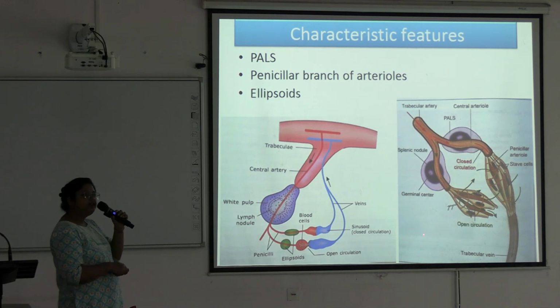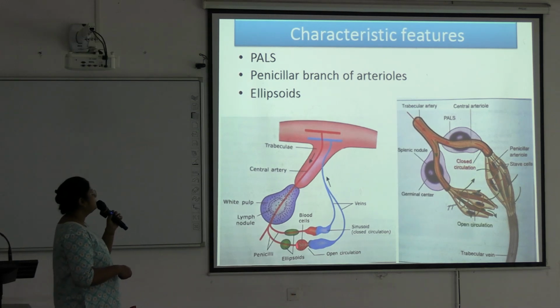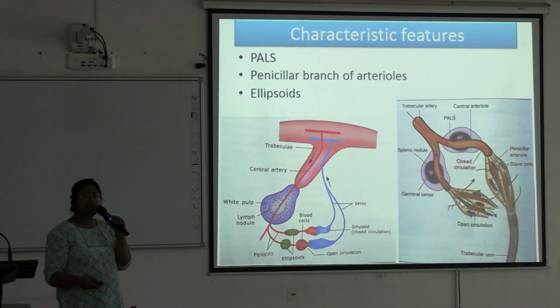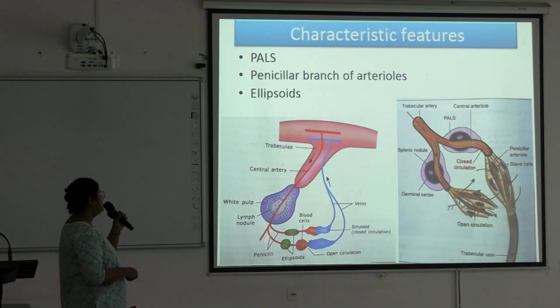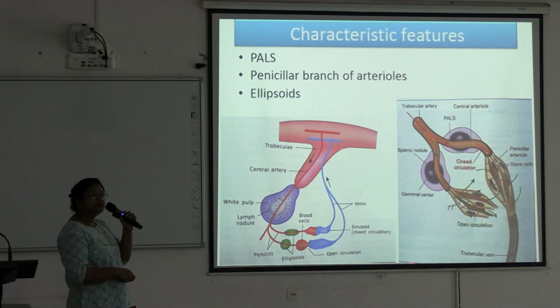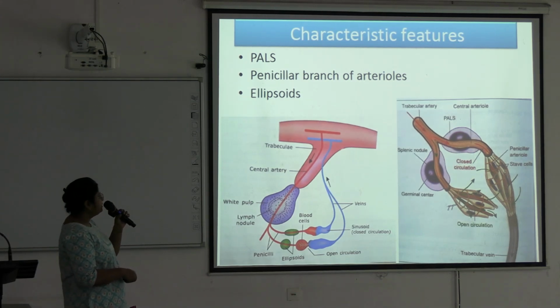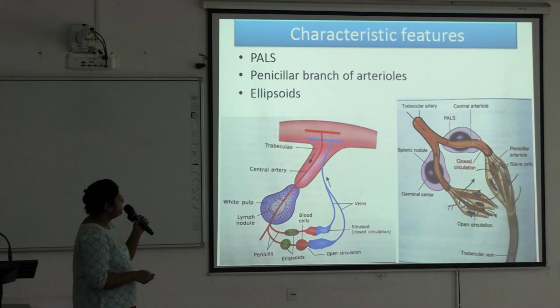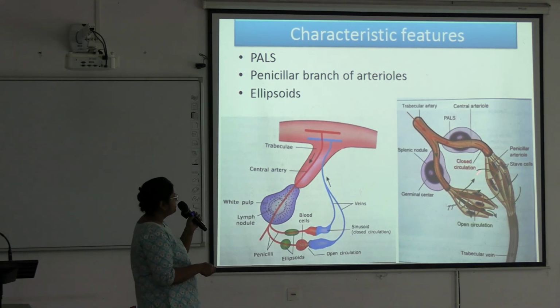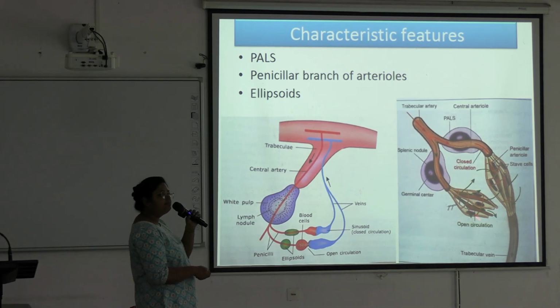If they are draining directly into the sinusoid, that is closed circulation, and if they are opening into the cords of Billroth in the red pulp, then that is the open circulation. Here it is opening into the red pulp, and from there blood is again entering into the sinusoids and veins are forming. Here also you can see these are the sinusoids. Sinusoids are lined by these stem cells. These elongated cells are the stem cells, and they are also supported by the fibers.